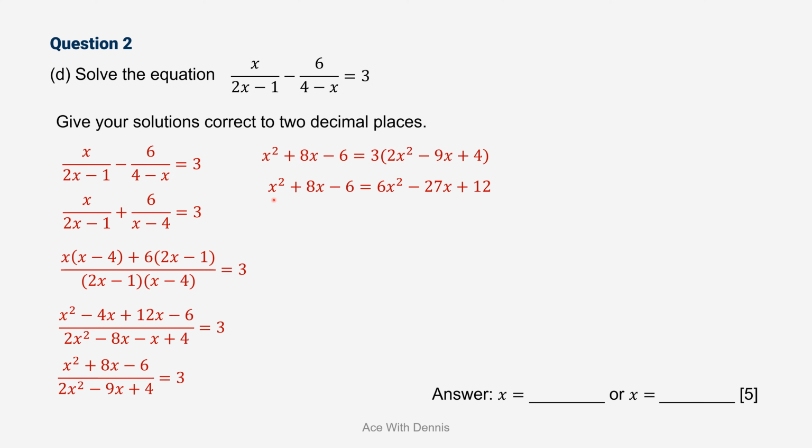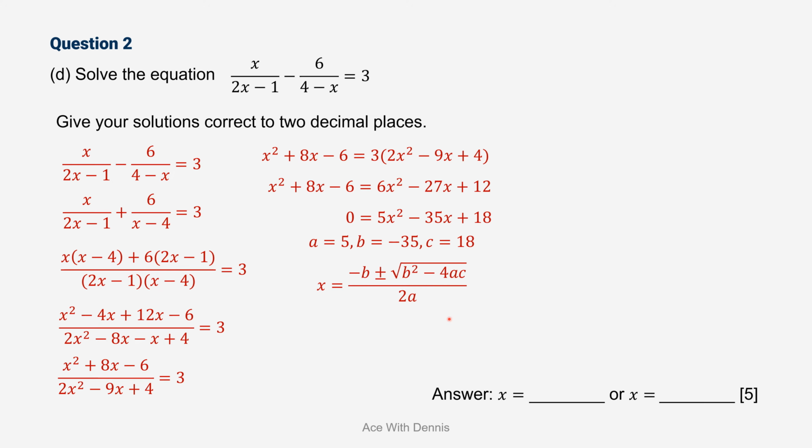After that, I'll move everything from the left hand side to the right hand side so that the left hand side is equal to 0 and the right hand side becomes 5x squared minus 35x plus 18. Why? Because 6x squared minus x squared, I will get 5x squared. Minus 27x minus 8x, I will get negative 35x. 12 plus 6, I will get 18. So from here, I can solve this quadratic equation where my a will be 5, b is negative 35, and c is 18.